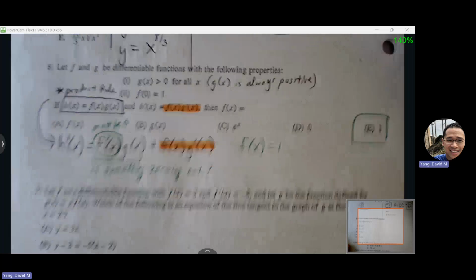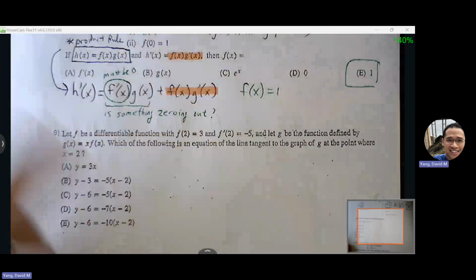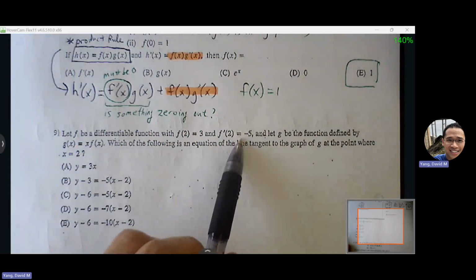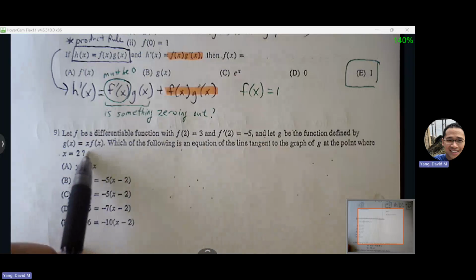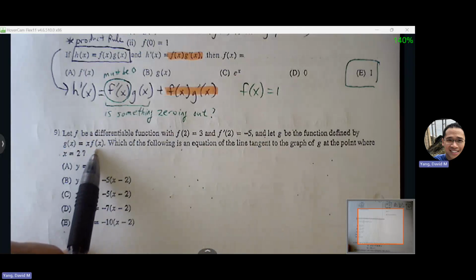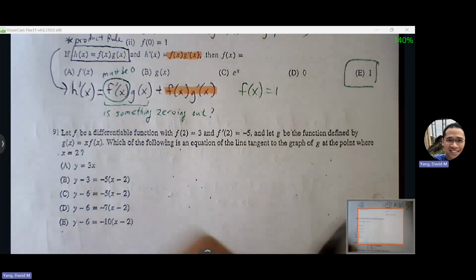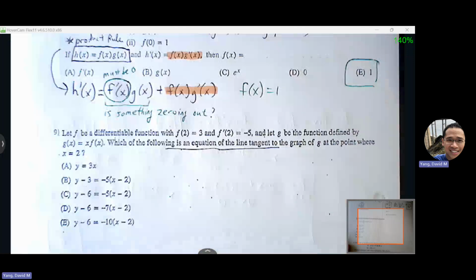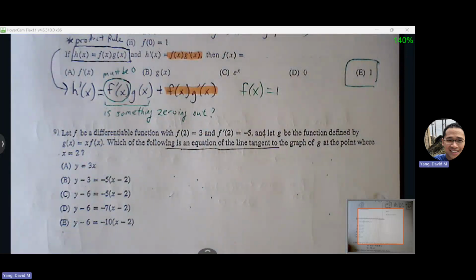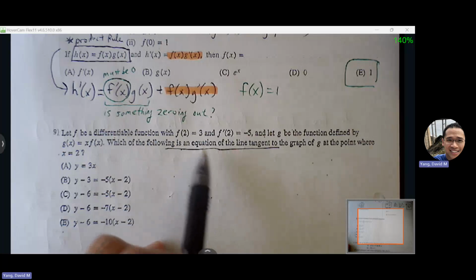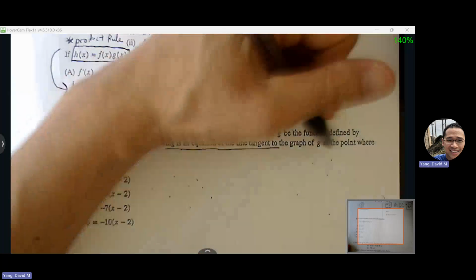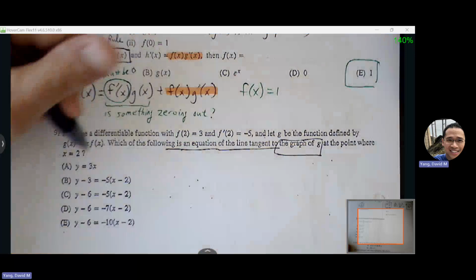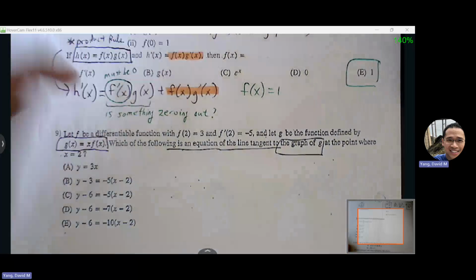Okay, I think number 9 is a bit more straightforward here. Let f be a differentiable function. f of 2 equals 3, f prime of 2 equals -5. We have g of x equals x times f of x. Which of the following is an equation of the tangent line? So we're just going to build our tangent line: find our ordered pair, find our slope, point-slope form. But we're not finding the equation of the tangent line of f. We're trying to find the equation of the tangent line for g, and g is built this way.